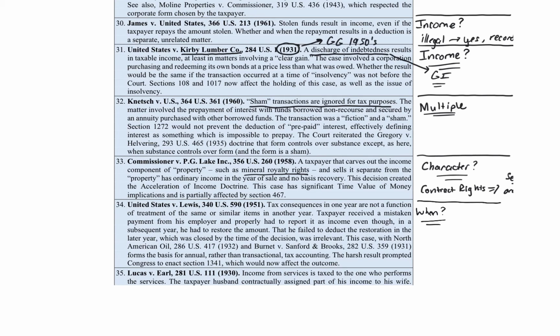The tax consequences in one year are not a function of treatment of the same or similar items in another year. So there are a few cases that deal with this that basically say each tax year is kind of an independent determination. You can't view transactions together and say, oh yeah, I'll go back and amend. We have the separate tax year principle, the close of the tax year principle, which North American Oil, which we're going to talk about, and Burnett v. Sanford and Brooks all deal with. The general rule is that you can't go back and change those numbers.